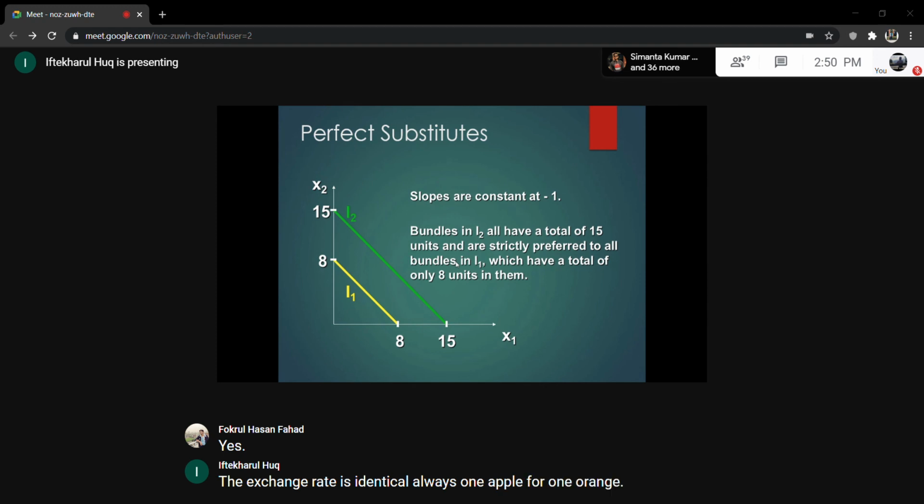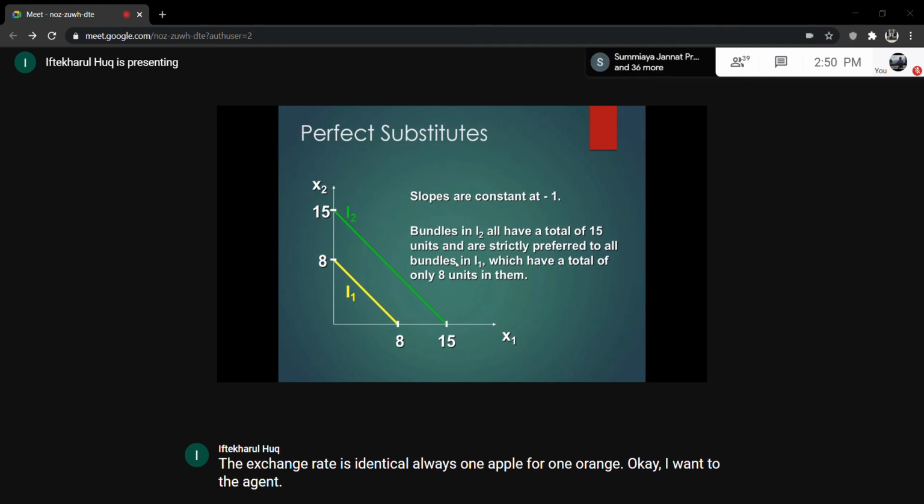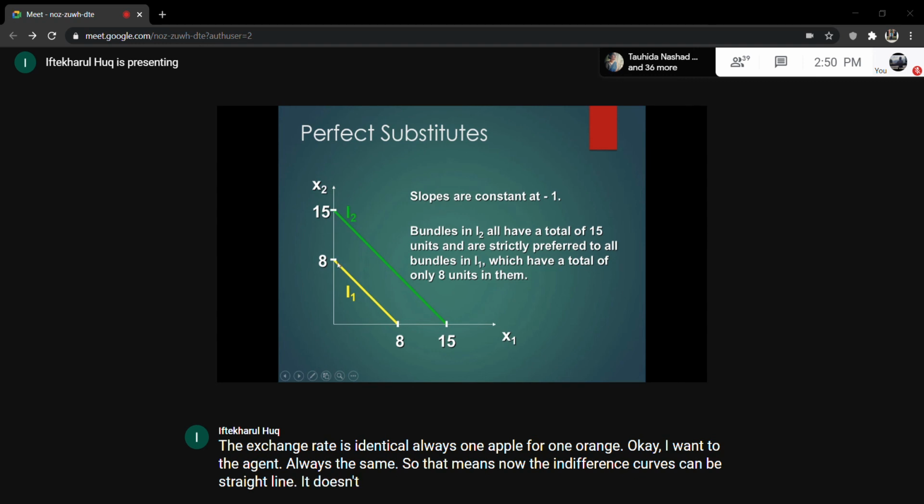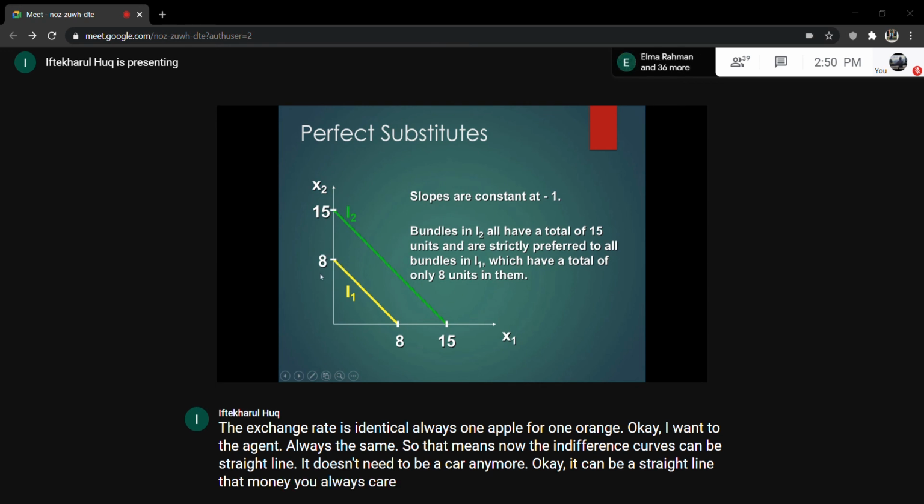Okay, আমার থেকে একটা অ্যাপল যদি আপনি নিয়ে যান, আমাকে আপনাকে কম্পেনসেট করতে হবে একটা অরেঞ্জ দিয়ে। Okay, always the same. So that means now the indifference curves can be straight line. It doesn't need to be a curve anymore. Okay, it can be a straight line. তার মানে you always care about 8 units. Okay, 8 units of fruits.